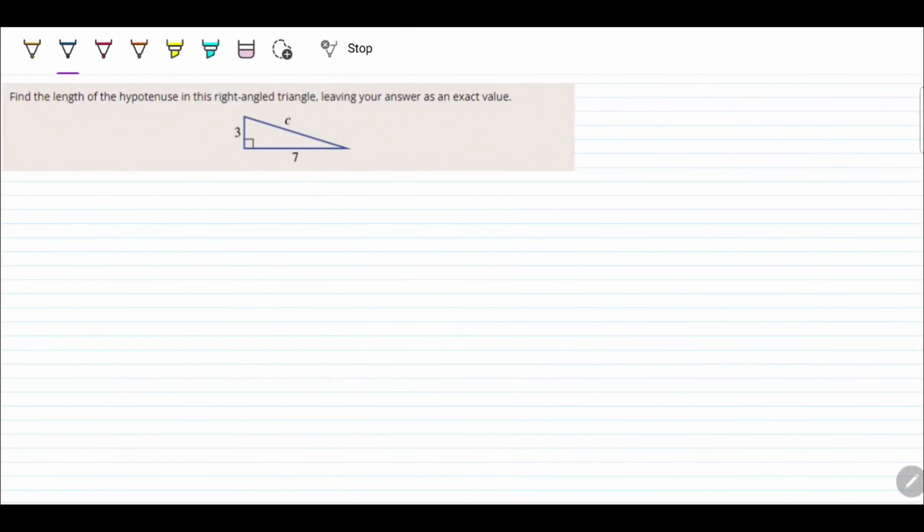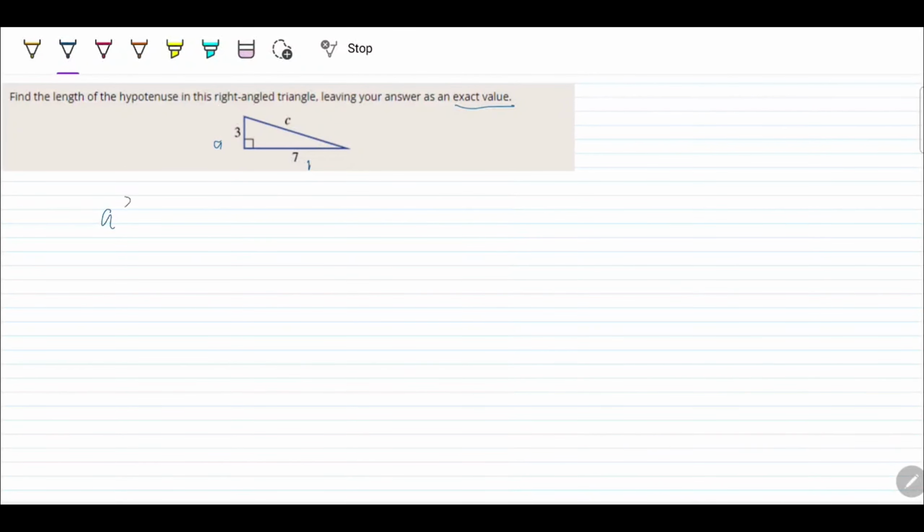Find the length of the hypotenuse in this right-angled triangle, leaving your answer as an exact value. An exact value means we don't want the decimal. Once again, label a, b, and c. So we'll say 3 is a, we'll say 7 is b, and c we'll leave as is.